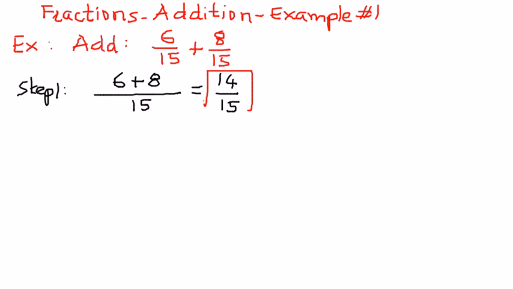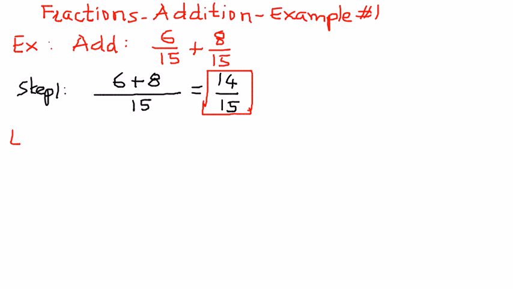So when we have two fractions with the same denominator, we're going to write the common denominator and then add the numerator parts, and when we combine the numerator parts, that is going to be our answer. So that is it.